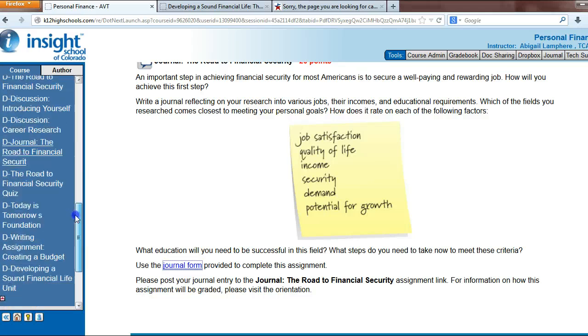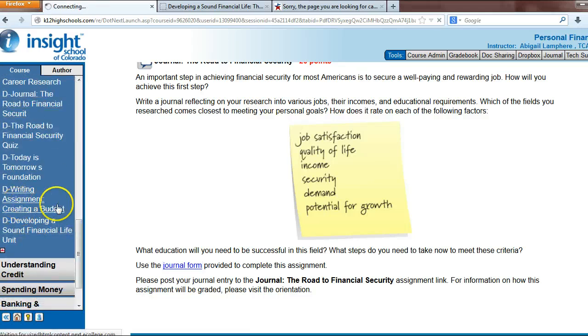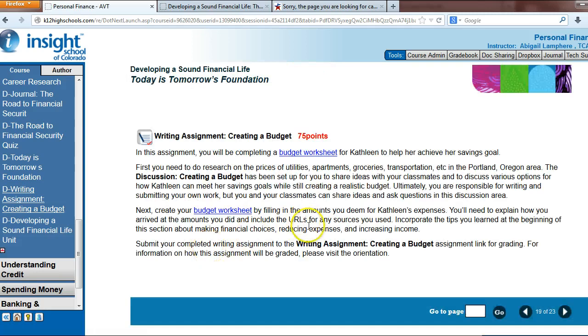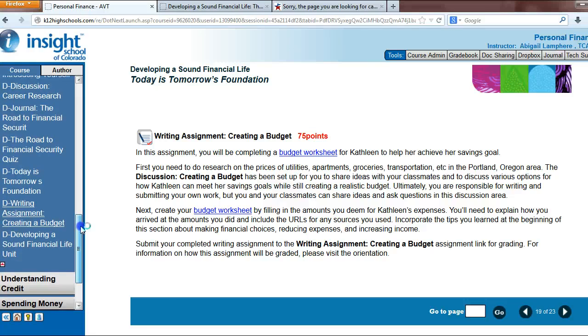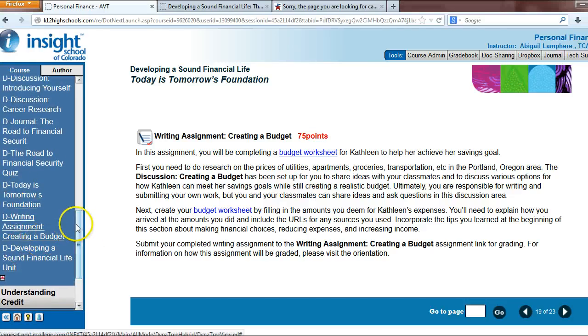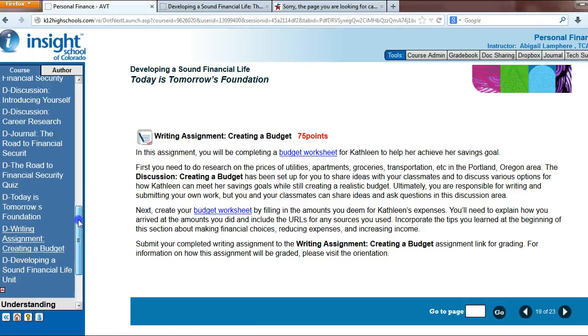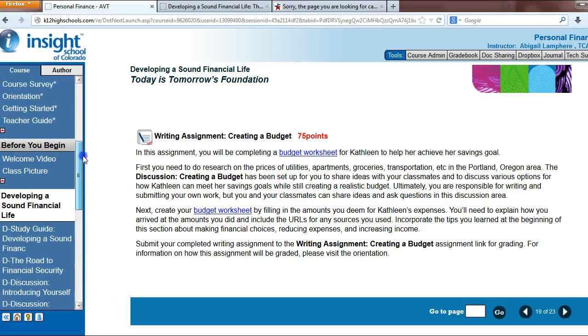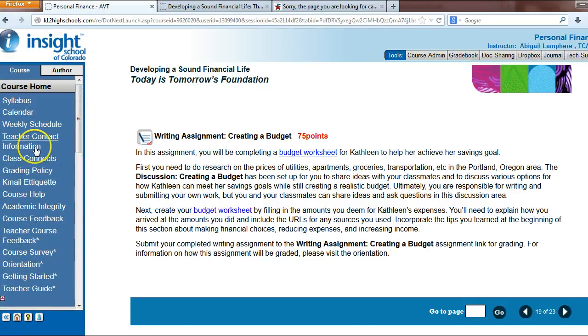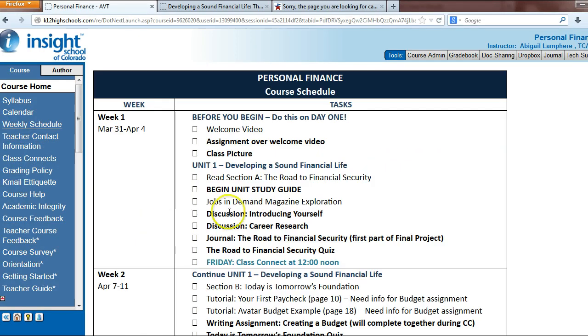Let's see. Also coming up we have the creating a budget assignment, and that's not until next week. But if you want to go ahead and try it out, that's perfectly fine. I guide you in the study guide and let you know what information you're going to need in order to fill out this budget. But I do plan on completing that assignment all together during next week's Class Connect. So definitely give it a shot, and then you can contribute more during next week's Class Connect.